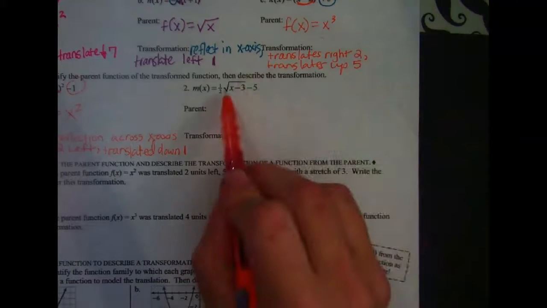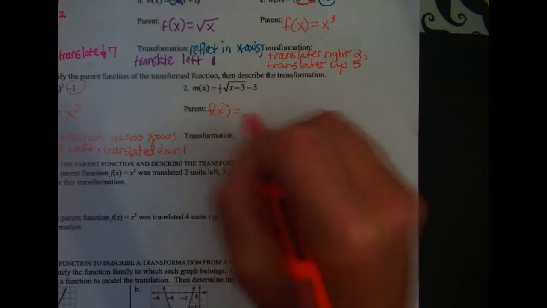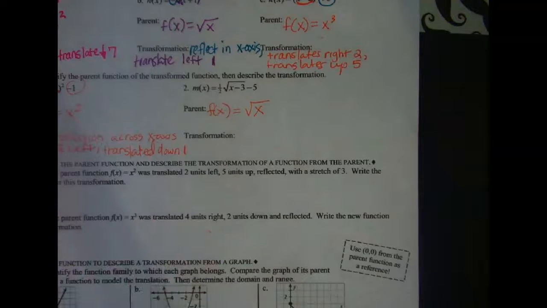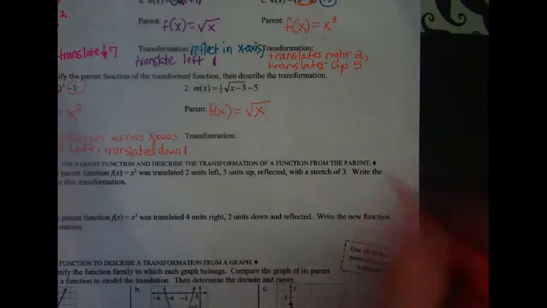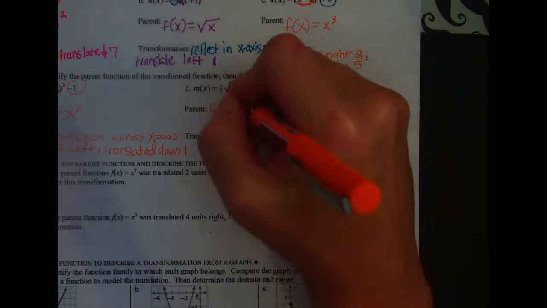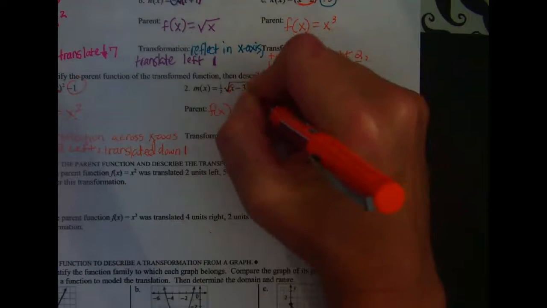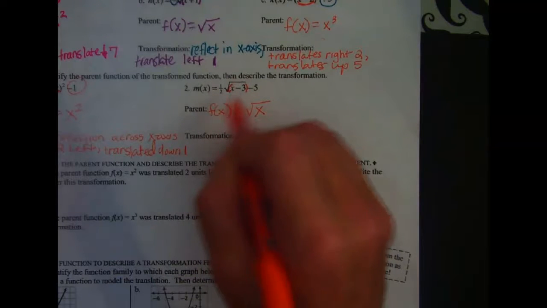So this one, we're looking at the parent function. I notice there's the radical symbol, so my parent is just f of x equals the square root of x. That's just the parent. So we have to see all the things that were done to it. First of all, remember when I said if there's something under the radical, we put it in parentheses if there's more than one thing. These 2 things are underneath there by itself.